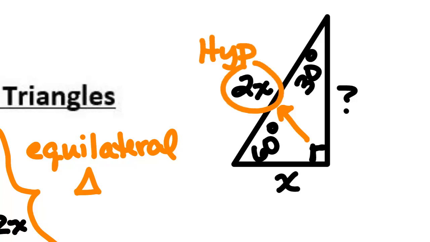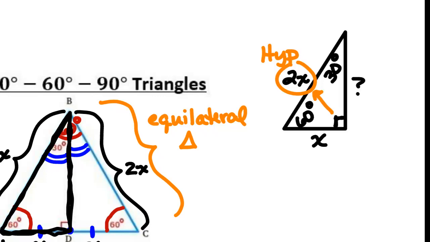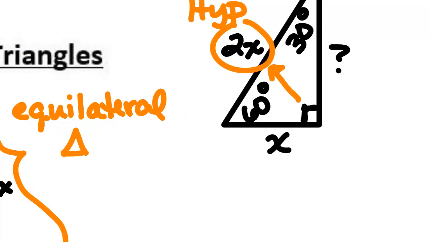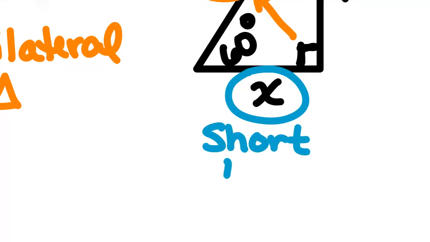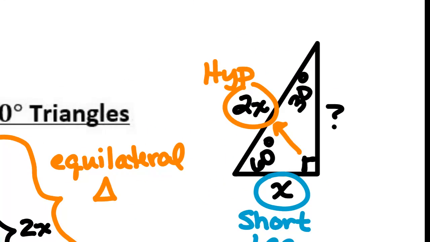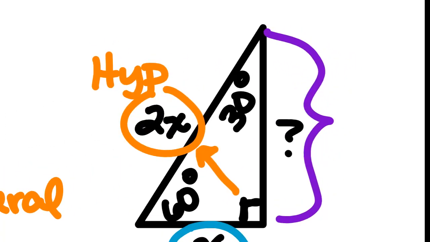The other two sides of the triangle have special names. In my 45, 45, 90 triangle, I had the hypotenuse, and then I had two congruent legs. Here, all three sides are different sizes. I have the hypotenuse, and then this piece down here, the part that's labeled as just x, we call this the short leg. And this piece right here that I don't know, this entire side, we call the long leg.